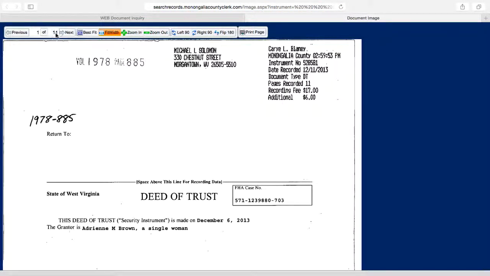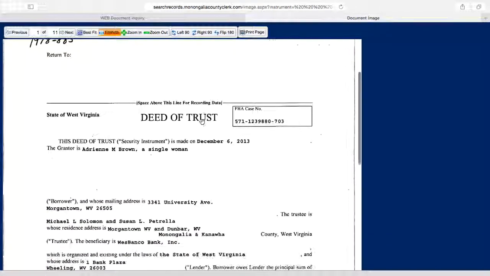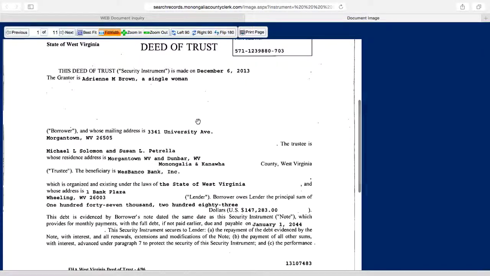Now you can see this is 11 pages long. We're not going to go through the whole thing. All we need is what is on the first page for the purposes of this video. Obviously, you would go through the entire thing to make sure that it was a valid deed of trust during your title exam. But here we see that Adrienne Brown, a single woman, is the borrower. Now they always have trustees listed in here. You really don't need to know too much about those trustees. They're usually lawyers or people that work at the bank.